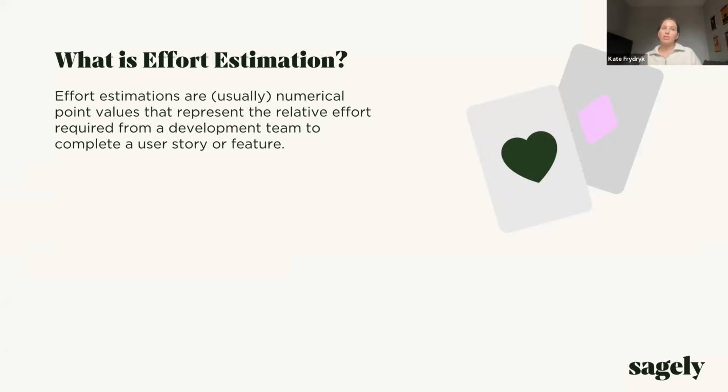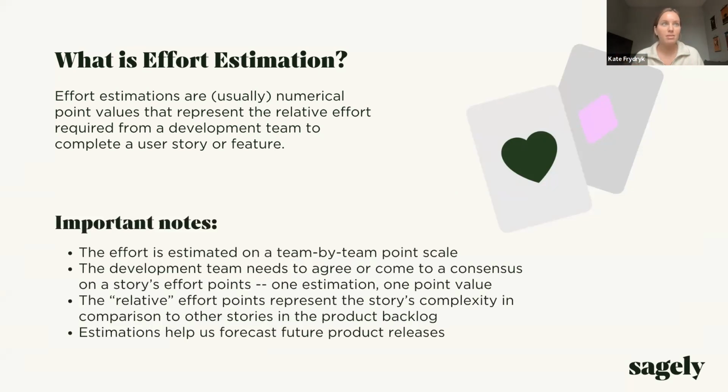So effort estimations are usually, but not always, in the case of t-shirt sizing, numerical point values that represent a relative effort required from a development team to complete a user story or feature. And I'll come back to this word relative because it's really important that we keep that in mind when we're doing effort estimation. So some important notes on estimating: it's on a team by team point scale.